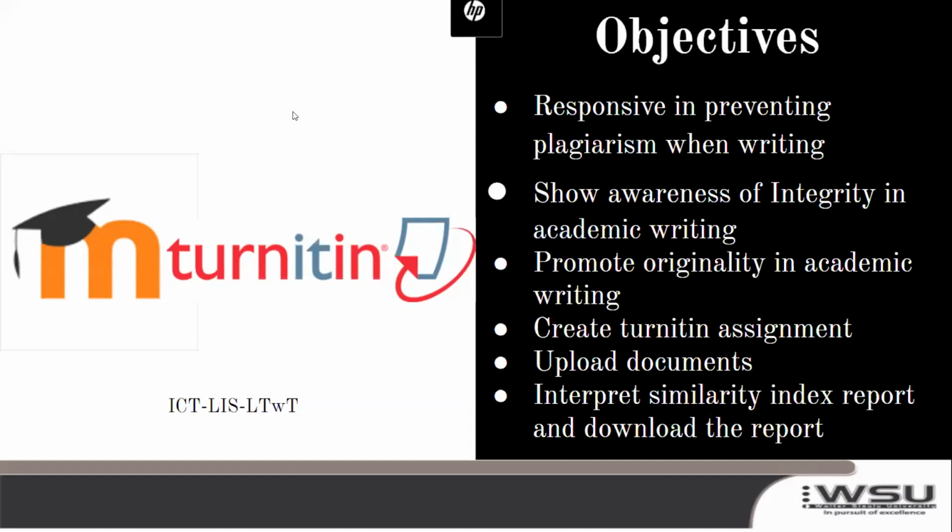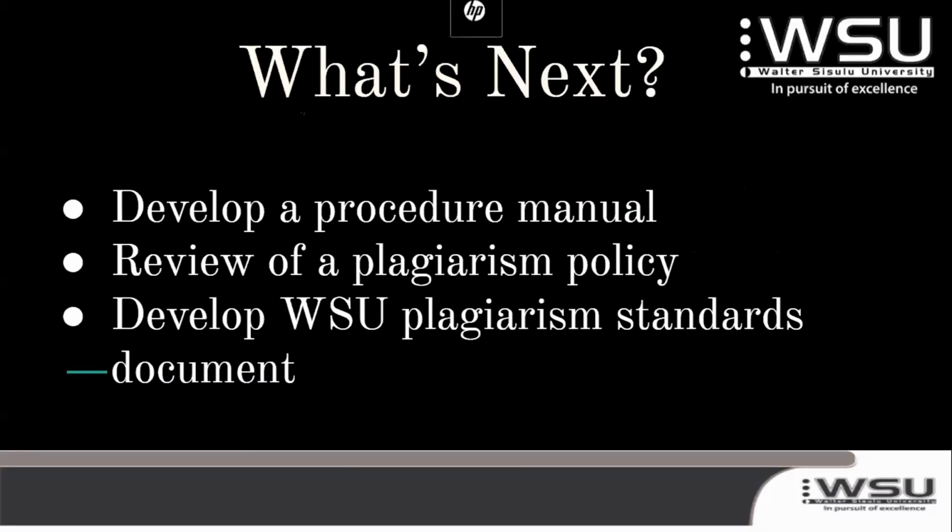This is what we have achieved so far, but there's a lot that we still need to do, which I want to share on my next screen. What's next? We need to develop some procedure manuals so that the staff and the students can easily navigate through the system. Another very important thing is the review of the plagiarism policy, because that policy states that every 3 years it must be reviewed. I think there is a need for it to be reviewed, because some of the discussions we'll be having today will show that need. Maybe we can also develop some plagiarism standards documents for WSU. Those are all the things that we will discuss as we move forward with this project.